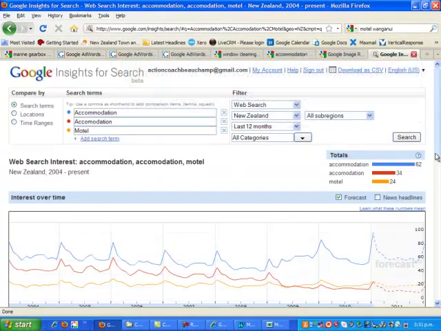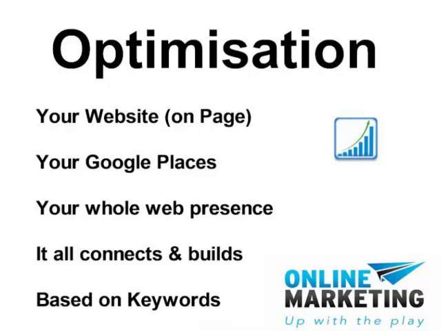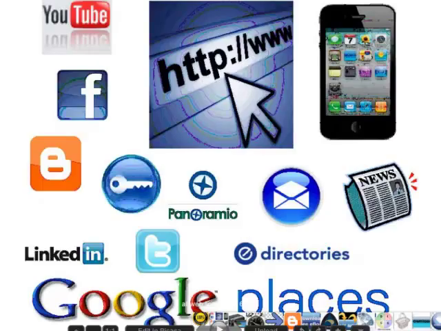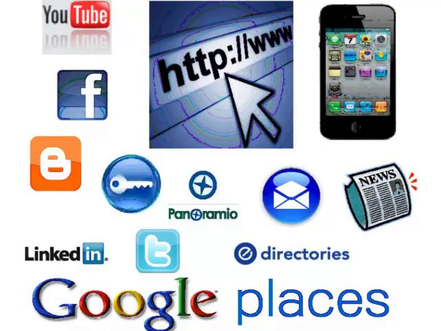There is a whole bunch of scientific research that we can now do to establish not only what keywords people are actually using, but what part of the country, what part of New Zealand they're actually using them in, and what keywords are gaining in popularity. With that information, we can optimize your website, your Google Places listing, your whole web presence, including the videos you put up on YouTube and other video sites around the internet, your social networking, Facebook, Twitter, etc., photos, images, news, and of course your Google Places listing, and on devices including mobile phones, iPads, laptops, and desktop computers.